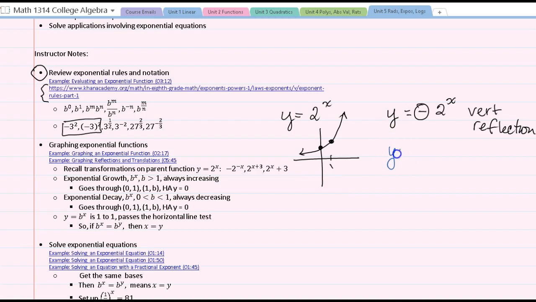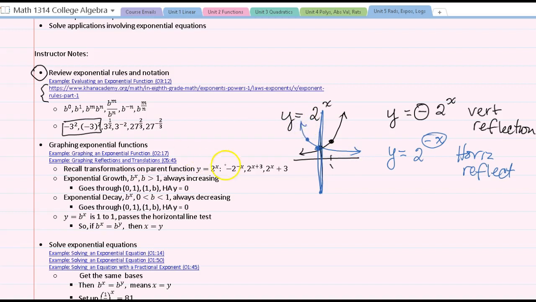If we have y is equal to 2 to the negative x, notice it's inside or right next to the x. This is what we call a horizontal reflection. So it's going to reflect horizontally, meaning that it's going to have the mirror image here. So for a horizontal reflection, it'll still go through this point, but it will be coming around in this direction.